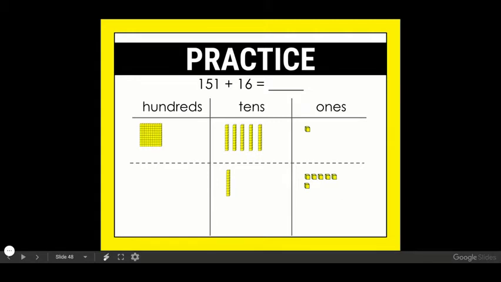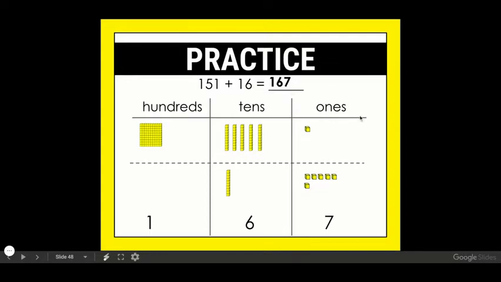All right, now let's add together all of my ones. Ready? Count with me. 1, 2, 3, 4, 5, 6, 7. So I have a total of 7 ones. Now let's count all of our tens. Count with me. 1, 2, 3, 4, 5, 6 tens. Here's my 6 tens. And still just 100. So 151 plus 16 equals 167.